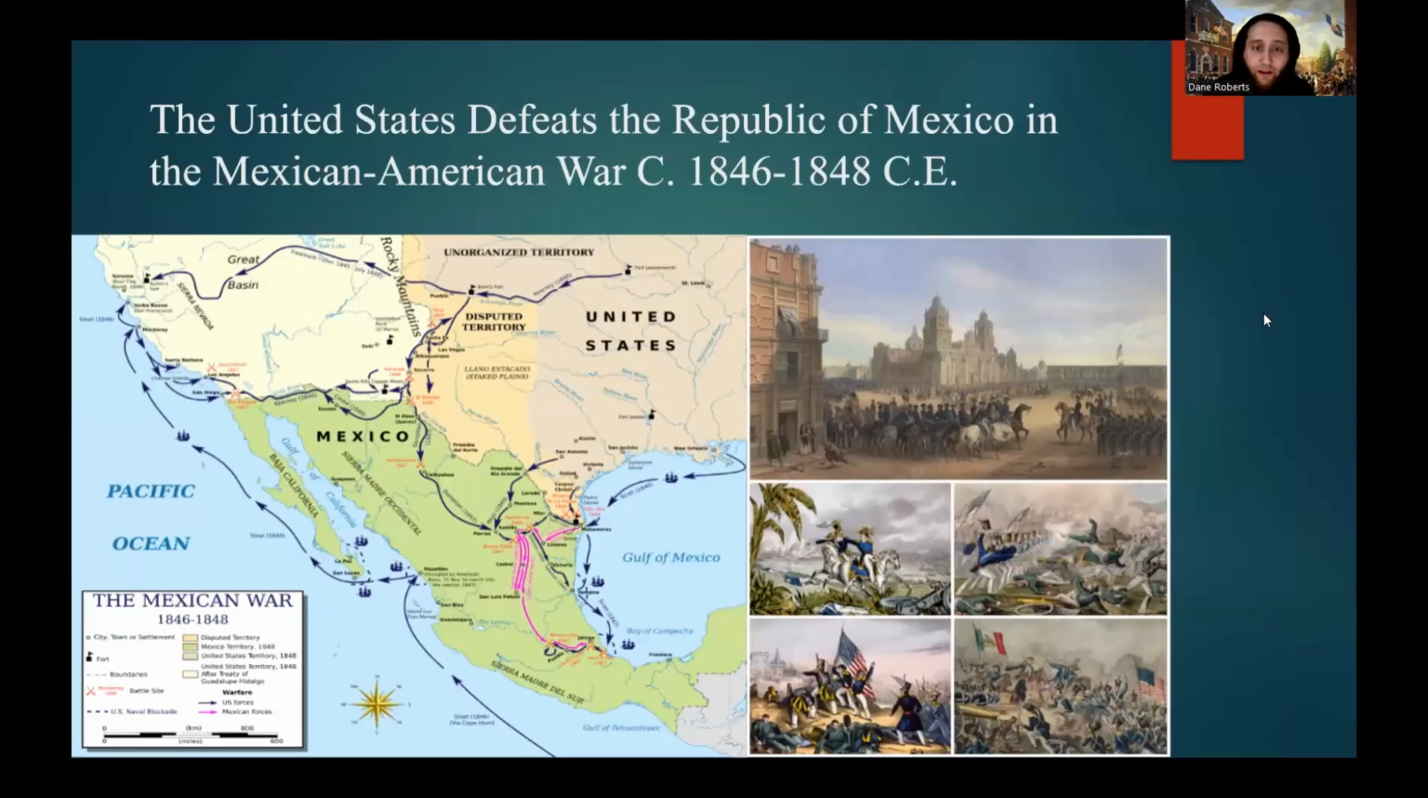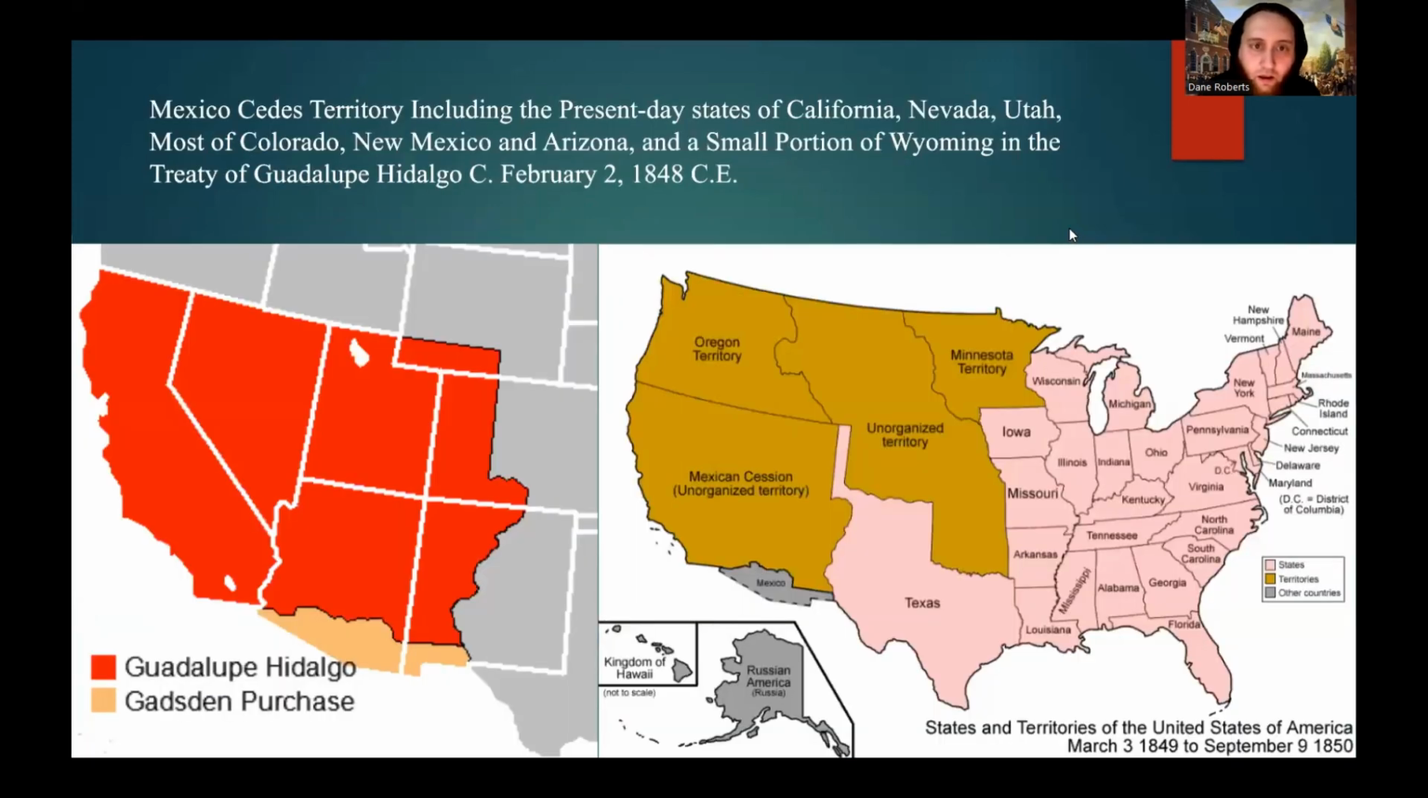Then, eventually, between 1846 and 1848 CE, the United States would defeat the Republic of Mexico in the Mexican-American War. As a result of this victory, Mexico would cede territory to the United States, including the present-day states of California, Nevada, Utah, most of Colorado, New Mexico, Arizona, and a small portion of Wyoming in the Treaty of Guadalupe Hidalgo on February 2nd, 1848 CE.